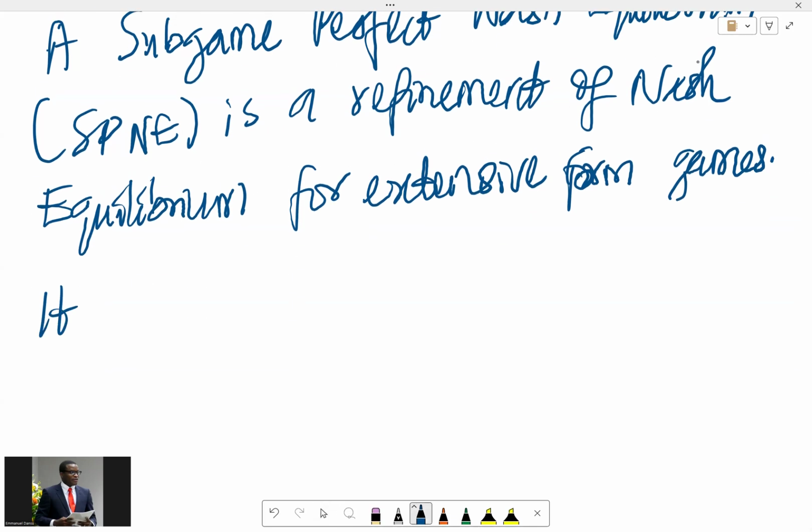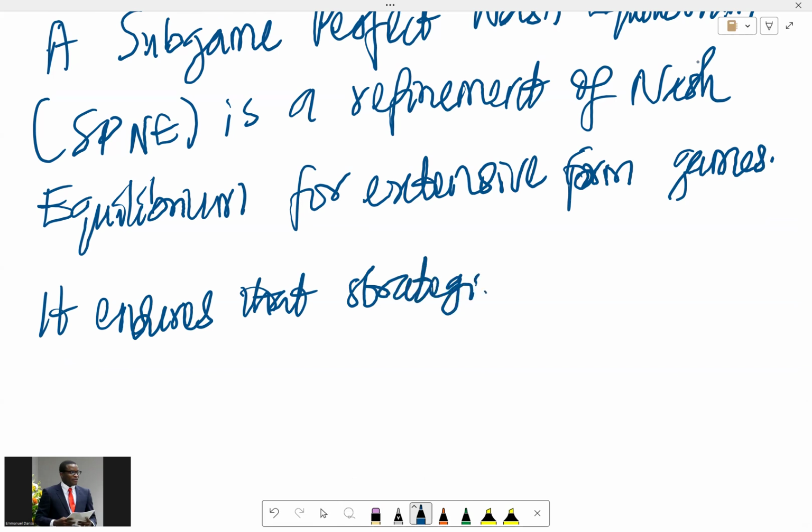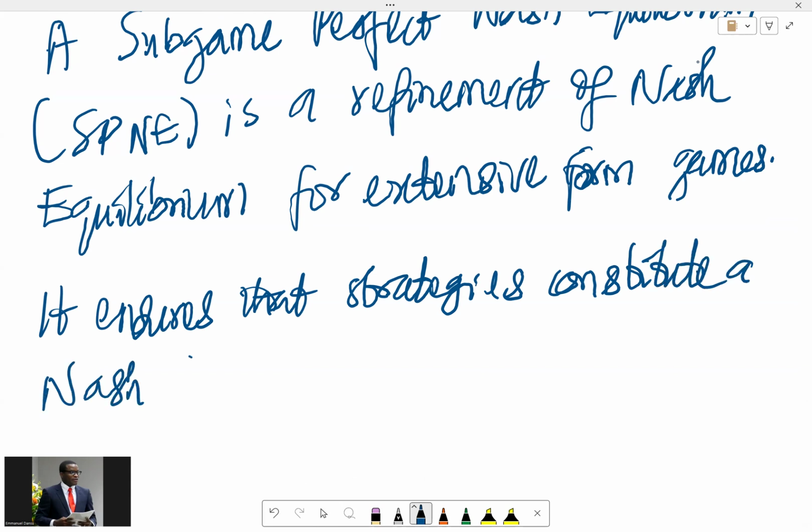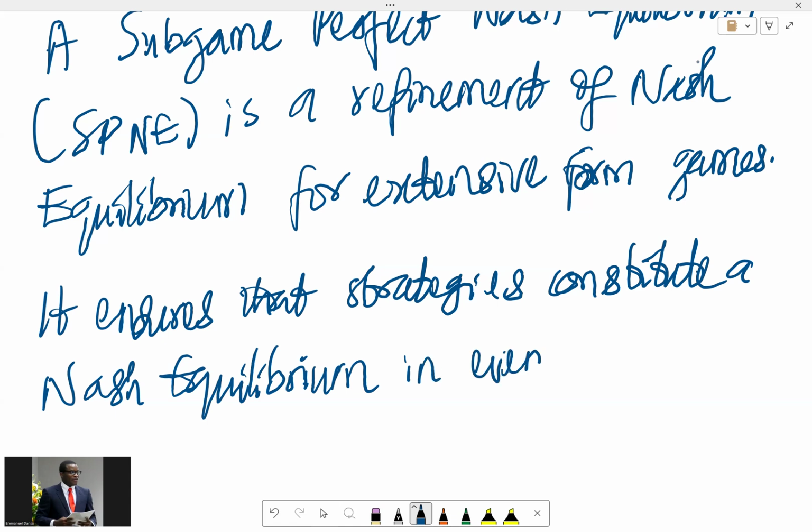It ensures that strategies constitute a Nash equilibrium in every subgame. Of course, we already know the idea of a Nash equilibrium is that situation in a game where the payoffs of the players involved cannot be improved, no matter what the other player does.